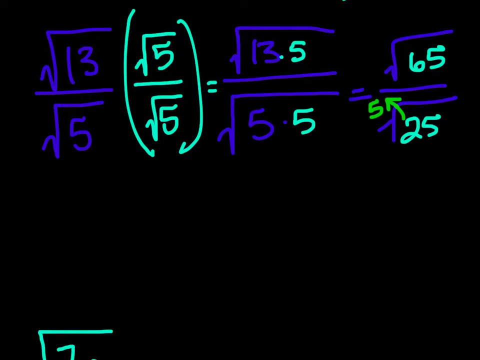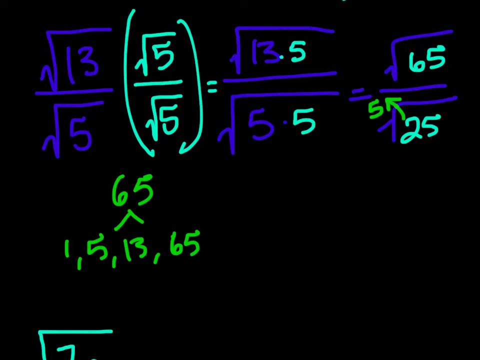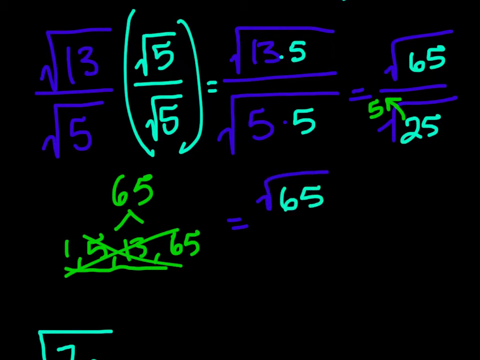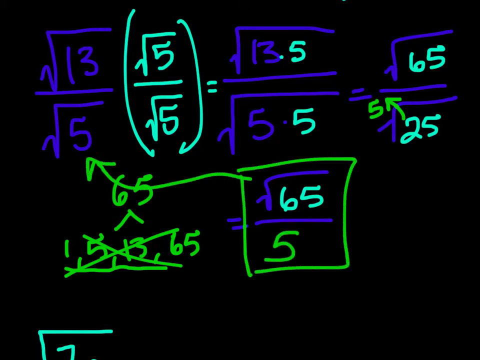And 65, let's think factors of 65. We might need to do a little bit of math. We get 1, 5, 13, and 65. No other factors. So that's as simplified as it can get, and if we notice, there are no squared numbers in there, so the square root of 65 is as low as it can go. So we get the square root of 65 over 5 for our final answer for the square root of 13 over 5, over the square root of 5.